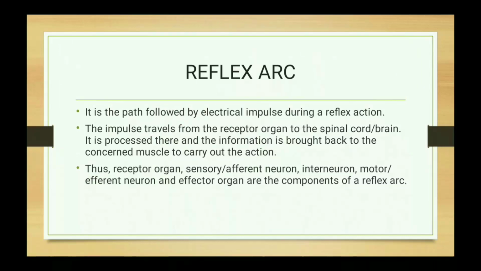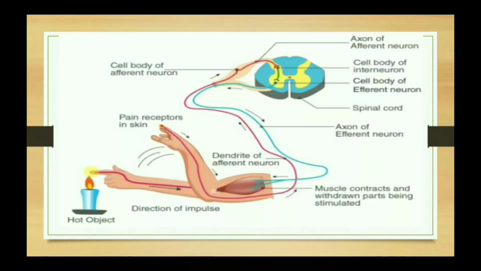Thus the receptor organ, sensory or afferent neuron, interneuron, motor or efferent neuron and the effector organ are the components of the reflex arc. Here is a reflex arc example where a human is touching a hot object. The signal moves to the spinal cord, and then the spinal cord processes the signal and gives the signal to the hand that it is a hot object, you have to move your hand back.